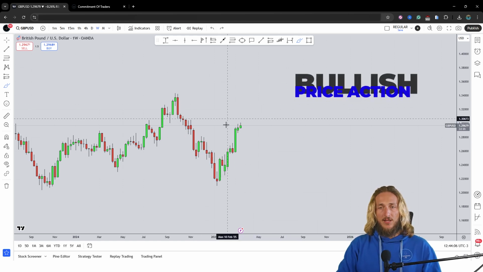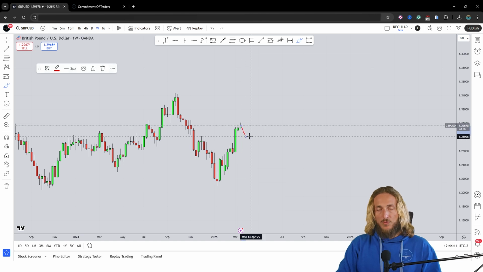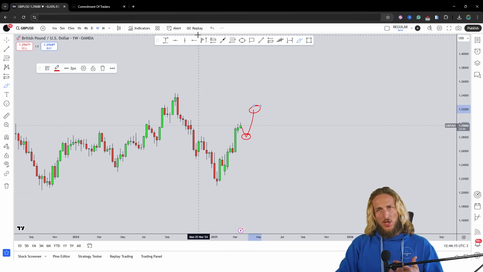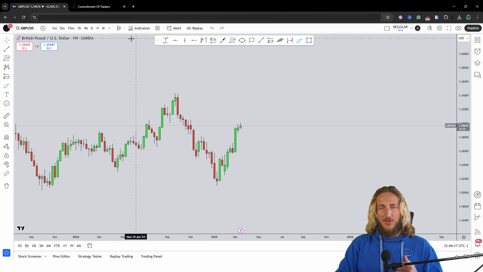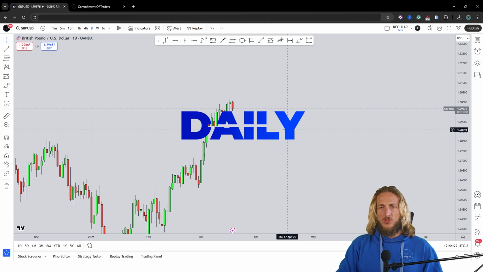Now that we are in a bullish trend from a weekly perspective, the next logical step would be another higher low and then another higher high. So let's keep also this in mind and drop down here on the daily time frame. Now, from a daily perspective, the situation is quite clear.